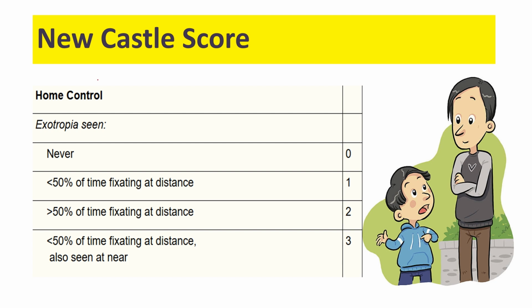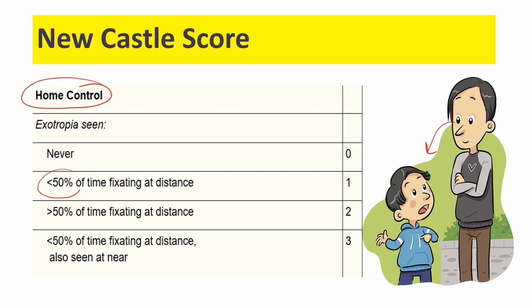So first, let us talk about the home control. Here, the evaluation of the control is done by the parent himself. So you ask the parents to observe their child at various times during the day, specifically when the child is looking at a near object, when the child is reading or maybe looking at a toy, and other times when the child is actually looking at a distance object.